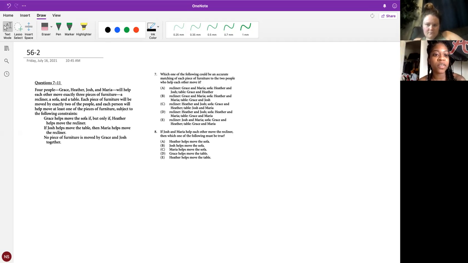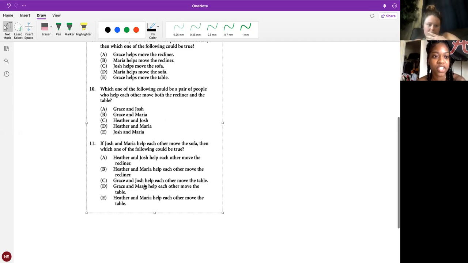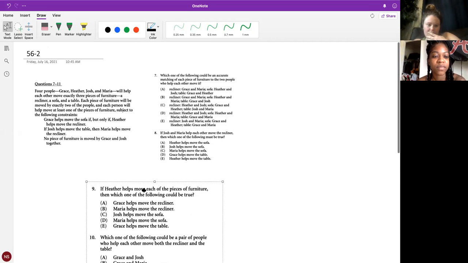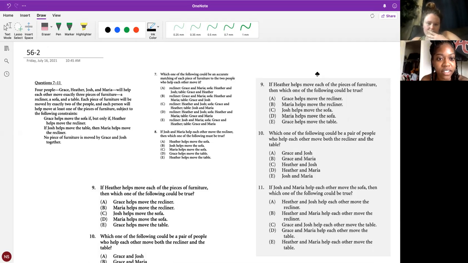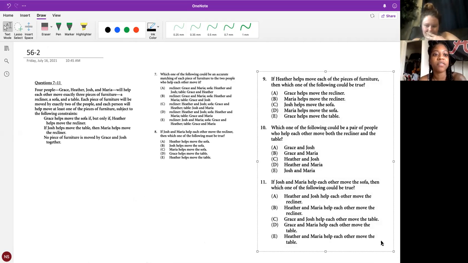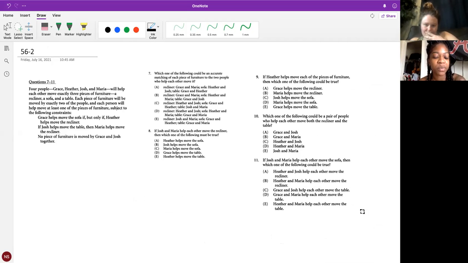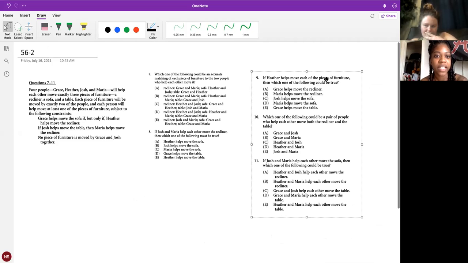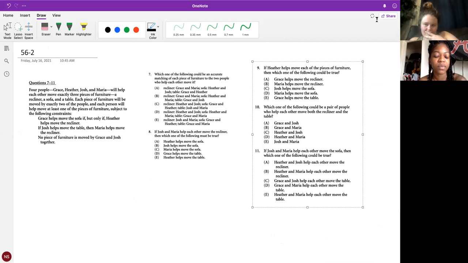Four people, Grace, Heather, Josh, and Mariah, will help each other move exactly three pieces of furniture: a recliner, a sofa, and a table. Each piece of furniture will be moved by exactly two of the people, and each person will help move at least one of the pieces of furniture, subject to the following constraints. Do you want me to read the rules?